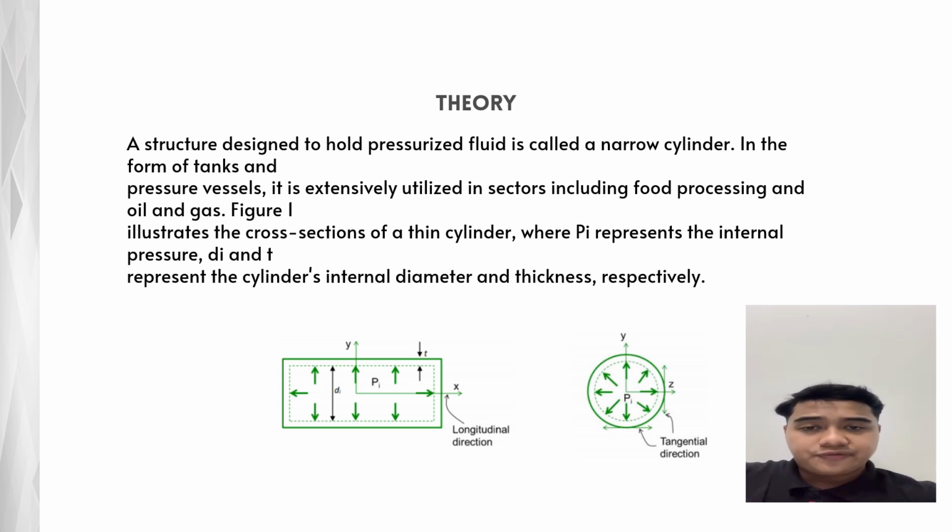If you look at figure 1, you'll see the cross-section of the thin cylinder. The internal pressure is represented by Pi, while Di and t refer to the internal diameter and wall thickness, respectively. These parameters are crucial in designing a cylinder that can safely contain pressurized fluids without failure.